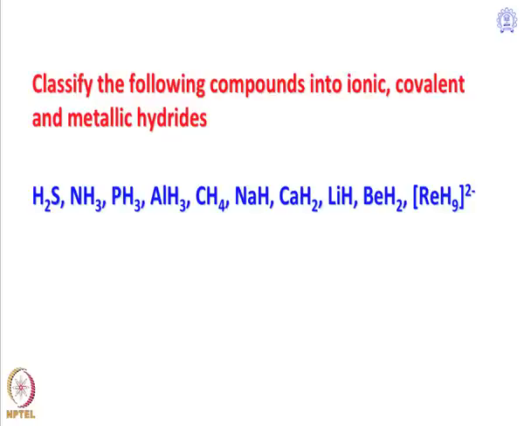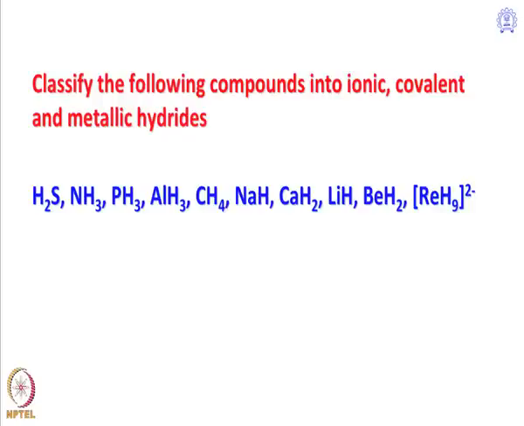Before we classify them into ionic, covalent or metallic hydride, what we should do is look into the electronegativity of the atom that is combined with hydrogen, and we should compare. If the electronegativity difference is greater than 1.2, then obviously we can expect the bond to be ionic. If it is less than 1.2, one can expect the bond to be covalent, and again in case of metal hydride we can clearly see the presence of a d block or f block element in it.